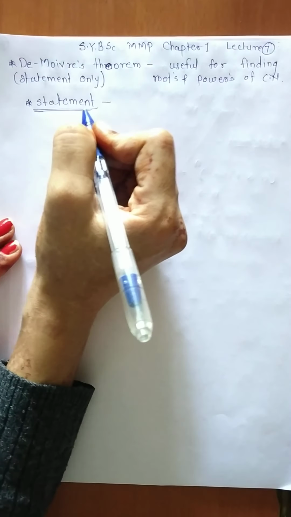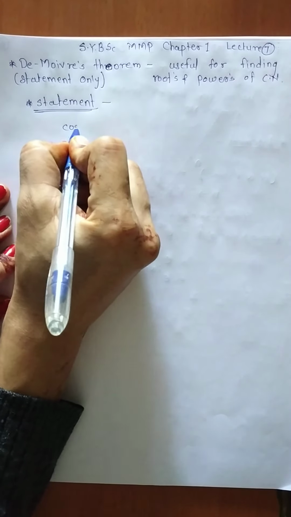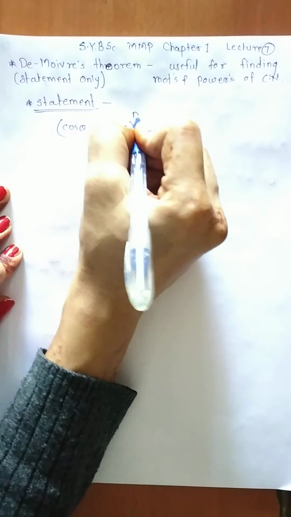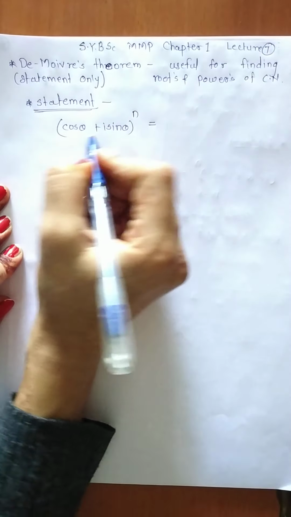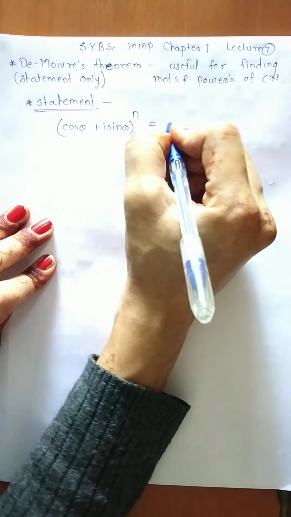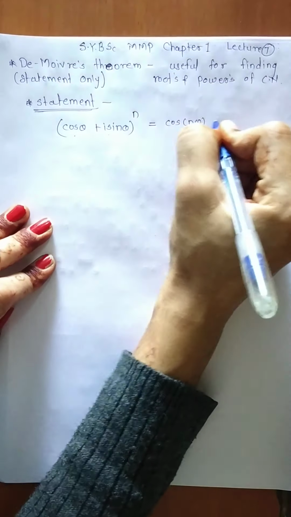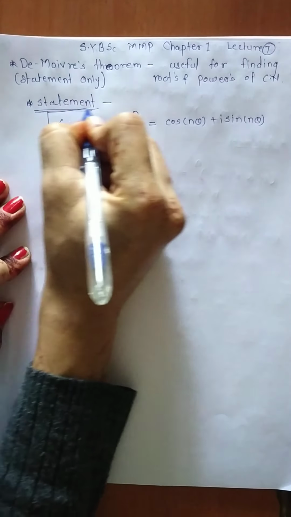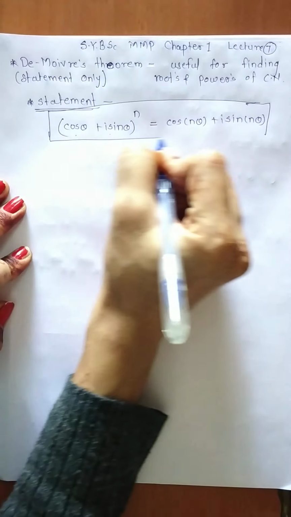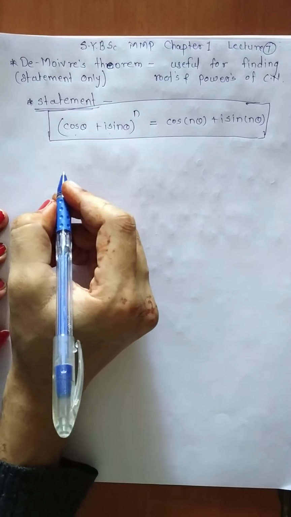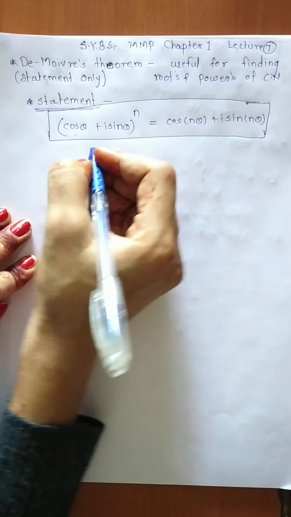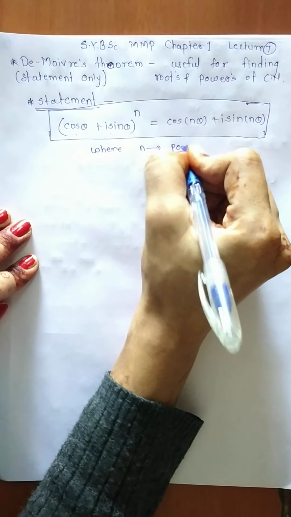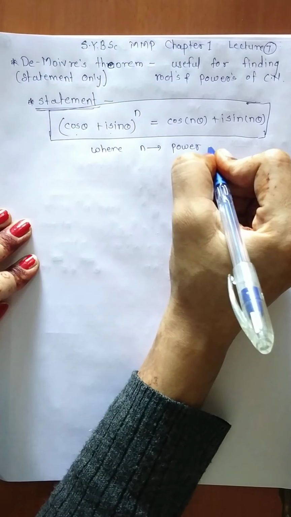The statement of De Moivre's theorem is: if we have cos theta plus I sin theta and its power is n, then I can write this nth power of cos theta plus I sin theta as cos n theta plus I sin n theta. This is nothing but the statement of De Moivre's theorem. Now in short we will see the proof, where n is the power of the term cos theta plus I sin theta.